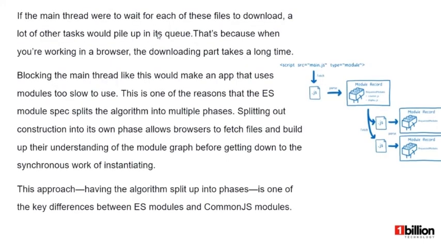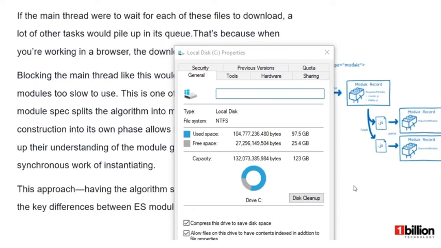If the main thread were to wait for these files to load, a lot of other tasks would pile up in its queue. That's because when you're working in a browser, the downloading part takes a long time. Blocking the main thread like this would make an app that uses modules too slow to use. This is one of the reasons why the ES module spec splits the algorithm into multiple phases. Splitting construction into its own phase allows browsers to fetch files and build up their understanding of the module graph before getting down to the synchronous work of instantiation.